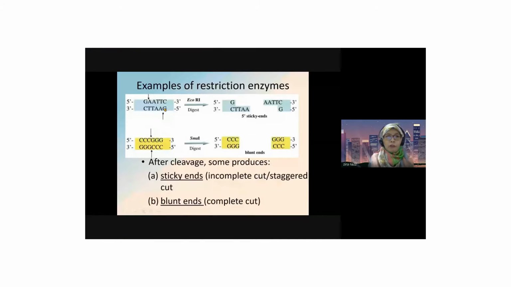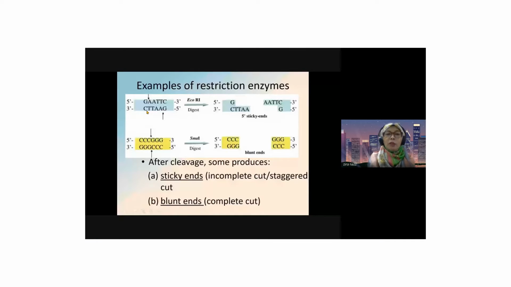Why palindromic? Because when you read it from 5' to 3', you read the same nucleotide sequence. For example, reading 5' to 3' from one strand here, GAATTC, and from 5' to 3' on the other strand, it is read as GAATTC as well. So this is a palindromic sequence. And this EcoR1 has a specific restriction site, which is between G and A.